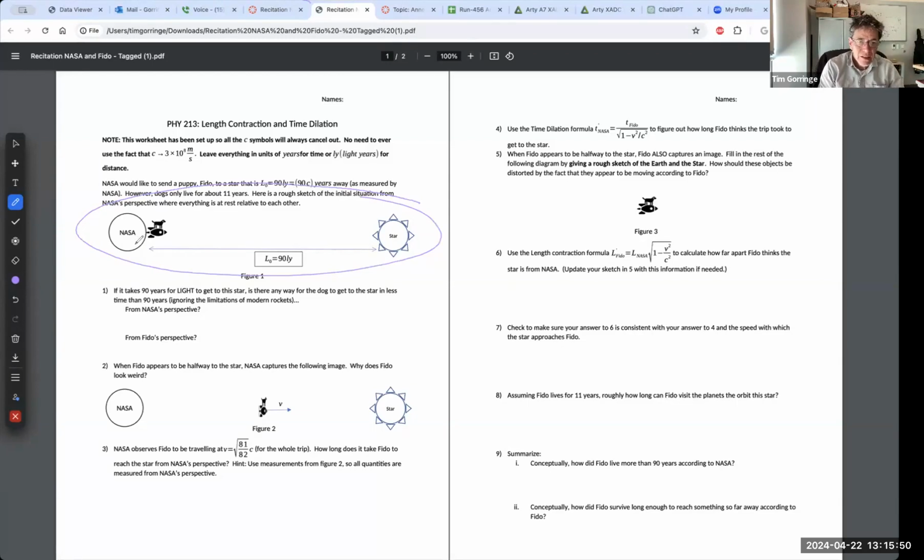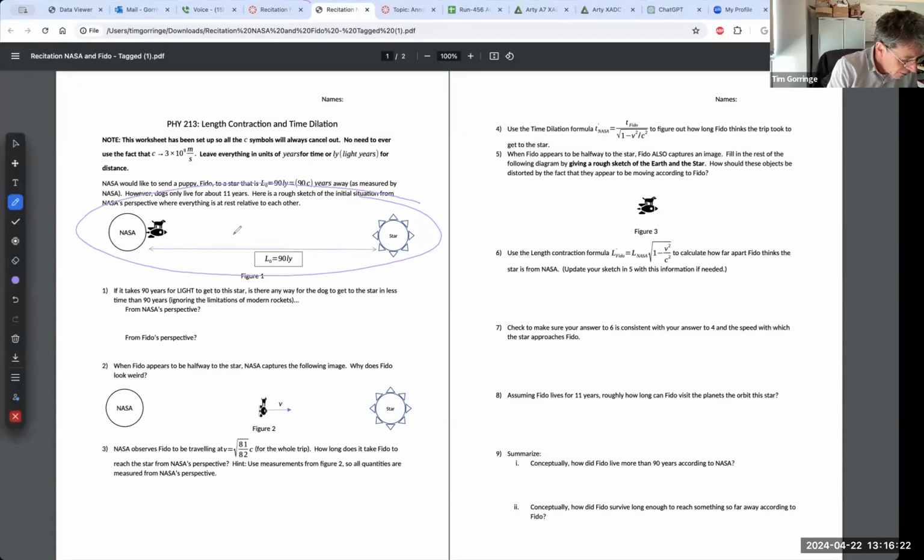On the left-hand side is Earth. On the right-hand side is a star. There's 90 light years distance between the Earth and the star. Remember, a light year is the distance traveled by light in 1 year. It's an enormous distance because light travels at 300 million meters every second, and there's roughly 3 times 10 to the 7 seconds in a year. So it's an enormous distance.